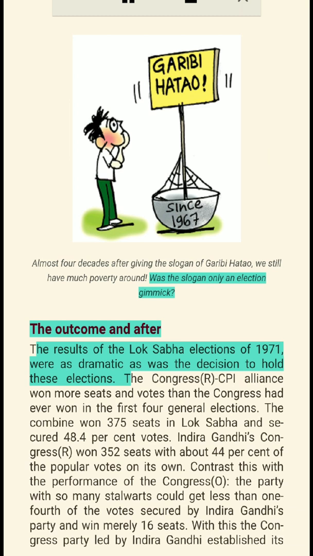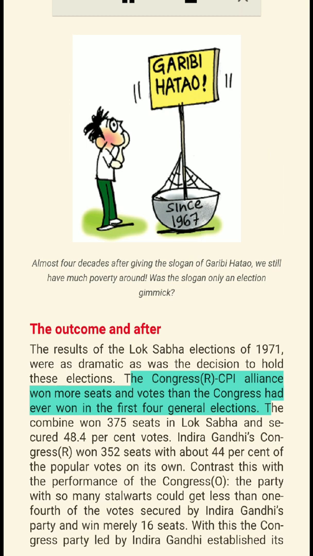The outcome and after. The results of the Lok Sabha elections of 1971 were as dramatic as was the decision to hold these elections. The Congress CPI alliance won more seats and votes than the Congress had ever won in the first 4 general elections. The combine won 375 seats in Lok Sabha and secured 48.4% votes. Indira Gandhi's Congress won 352 seats with about 44% of the popular votes on its own. Contrast this with the performance of the Congress, the party with so many stalwarts, which could get less than 1/4 of the votes secured by Indira Gandhi's party and win merely 16 seats.